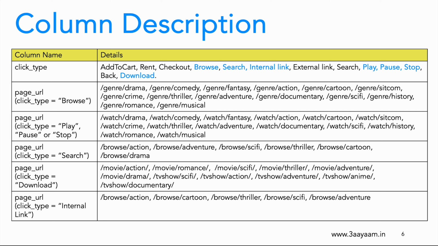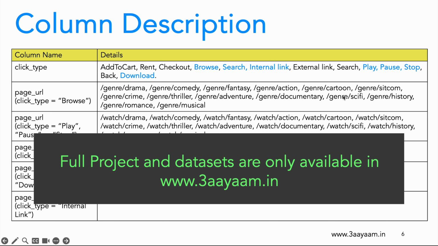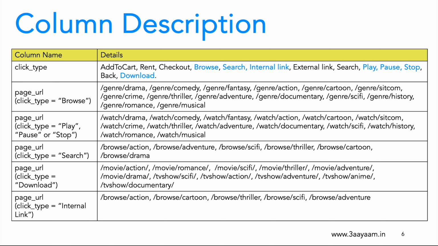For click type browse, these are the different types of page URLs you see. Whenever the click type is browse, you'll see that the page URL contains the genre and the movie type or the TV show type, etc. Of course, I have not given extensive data wherein typically you'll have the content ID also, the content metadata also. I have not given you all those details, but if you can implement these things, those further details using metadata, content ID, content type, etc., can be implemented as well.